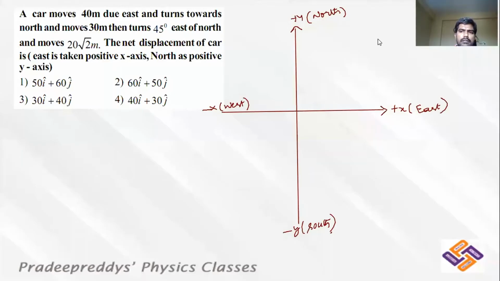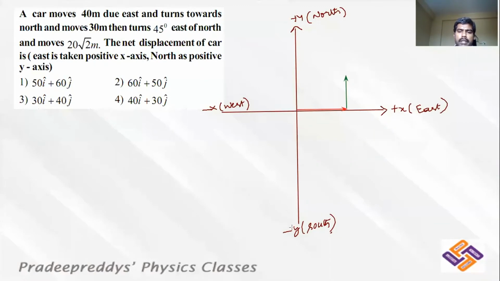In this question it is given that a car moves 40 meter due east. So first you need to represent a vector which is traveling along the east direction. So 40 meter it is traveling along east. First vector is this. And next it turns towards north and moves 30 meter. From here it is traveling 30 meter.